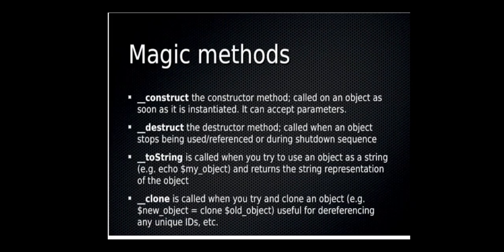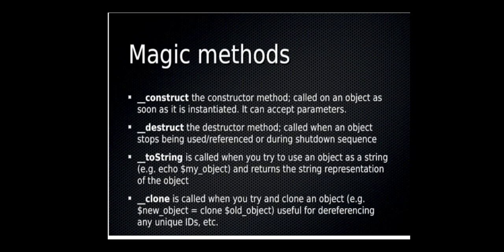Magic methods are like construct. The construct method is called on an object as soon as it is initiated. It can accept parameters. Destruct: the destructor method is called when an object stops being used or referenced, or during the shutdown sequence. The toString method is called when you try to use an object as a string, for example echo $myObject, and returns the string representation of the object.